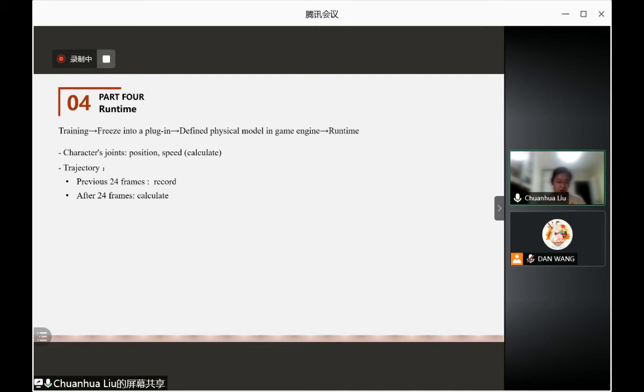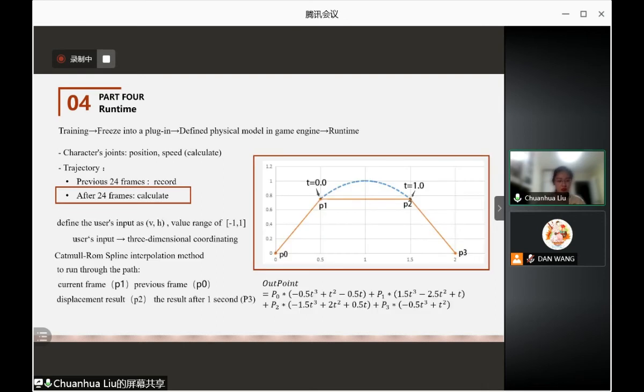And about the strategy, the previous 24 frames we can record in an array, but the following 24 frames we need to calculate. The closer a frame is to the current frame, the more important it is. And about how to calculate these 24 frames, we used a Catmull-Rom spline interpolation method.